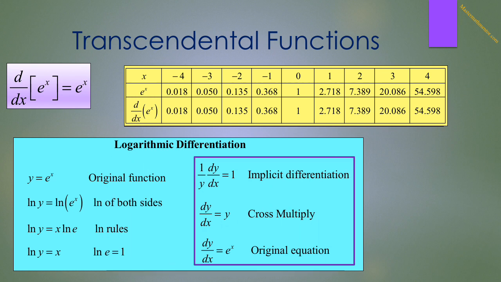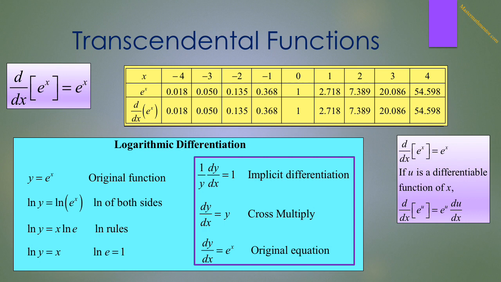So now we perform implicit differentiation. We get 1 over y, dy dx, is equal to 1. And cross multiplying, we get dy dx is equal to y. But y is e to the x. So we have proved that dy dx is equal to e to the x.